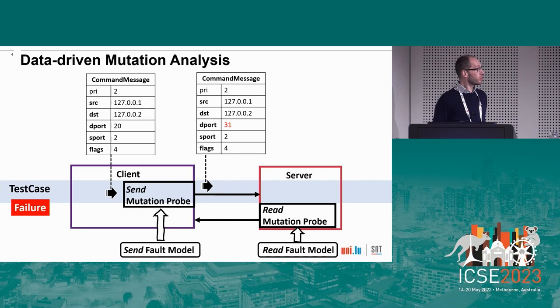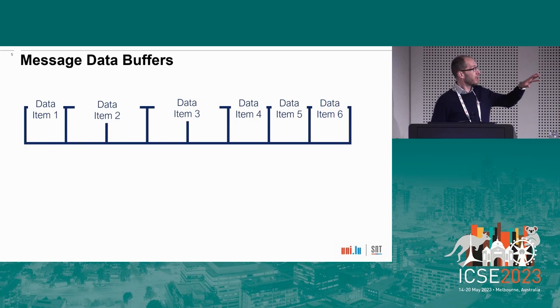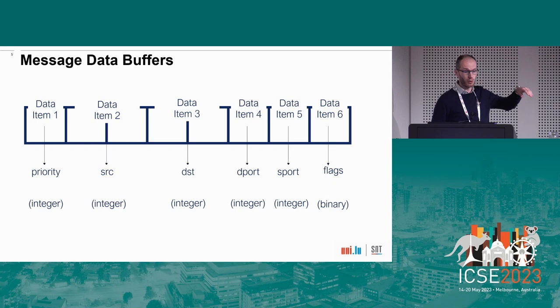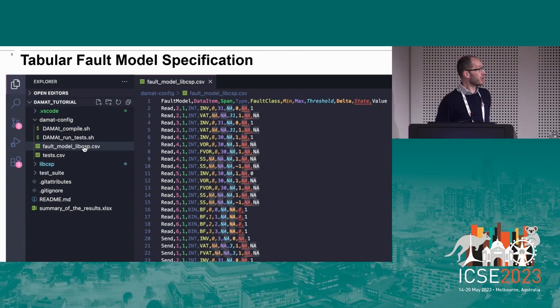To modify the data exchanged between components, we target a specific data structure, which is a data buffer, where normally the messages are serialized. In a data buffer, you may have data items that span over one or multiple units, and they represent different types of information, so the raw bytes should be interpreted in different ways. This information is captured by our fault model specifications, which are basically a table where each row specifies how to mutate a specific data item.